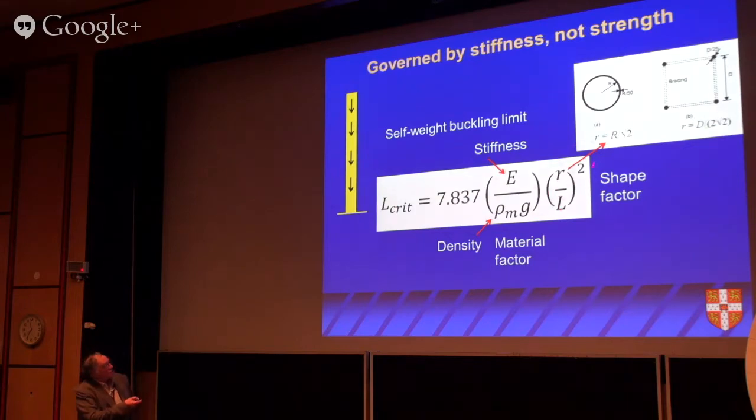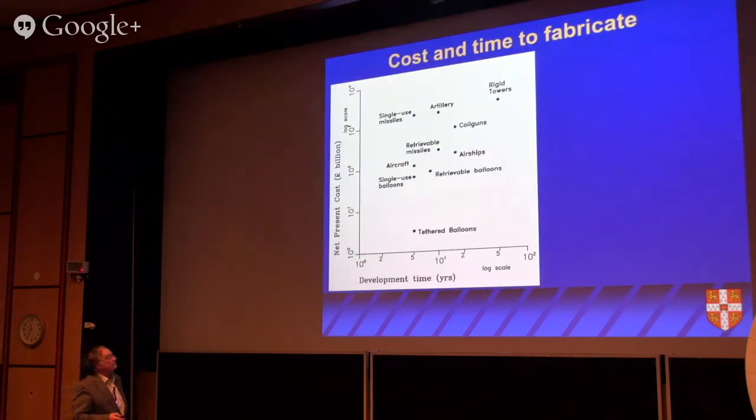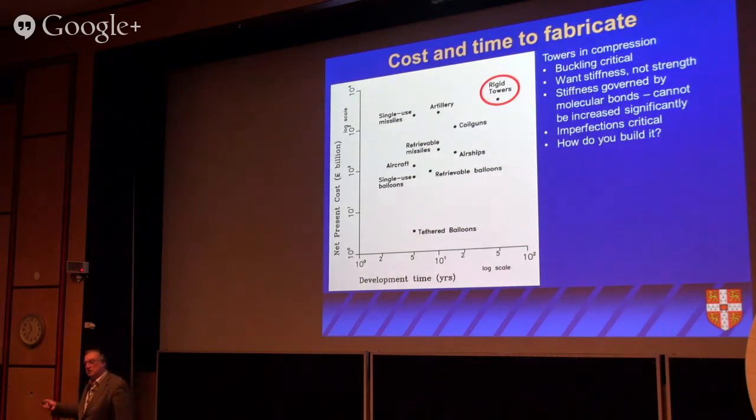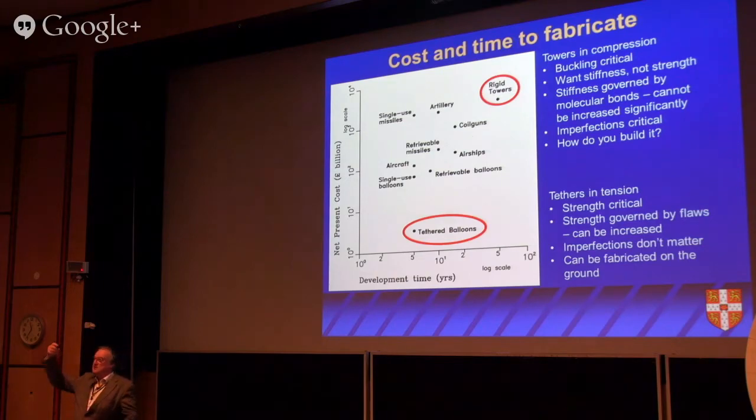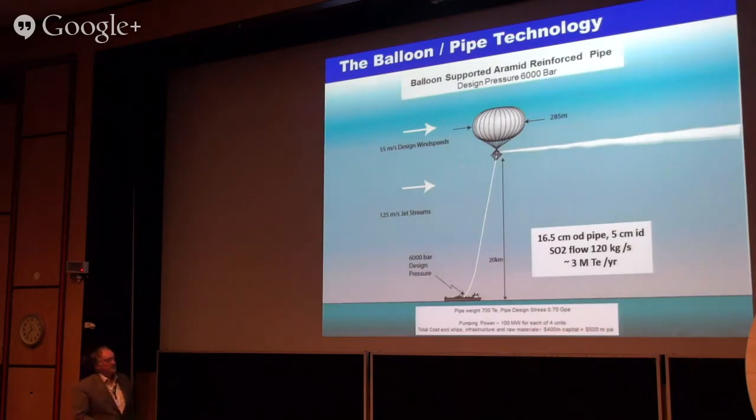This is a geometrical ratio which is related to the cross-section of the element you're dealing with, and that varies from R over root 2 to R over 2. There's not very much variation in that. And this leads us to the conclusion that, of course, to make a rigid tower, Hugh's shown this already, you're dealing with material in compression, whereas to make a tethered balloon, you're dealing with material in tension. And there's a huge difference in the efficiency with which you use the materials, and that's primarily what gives you the difference between these two cases.